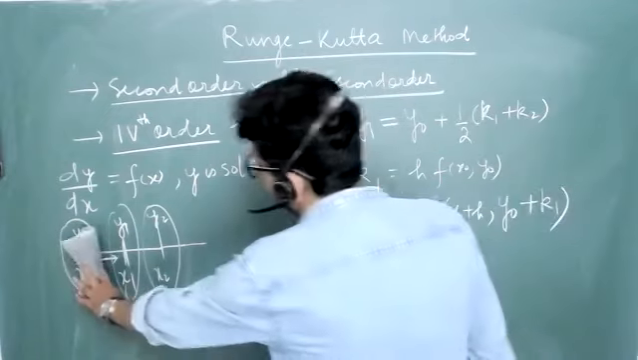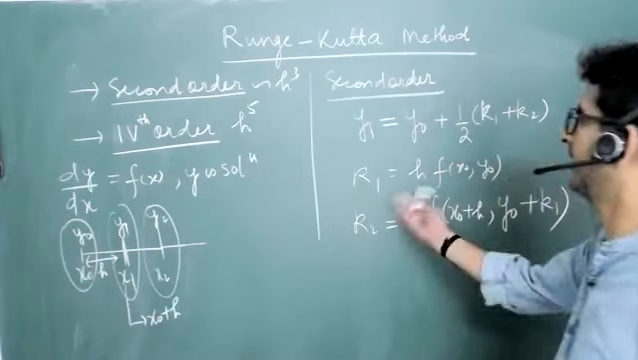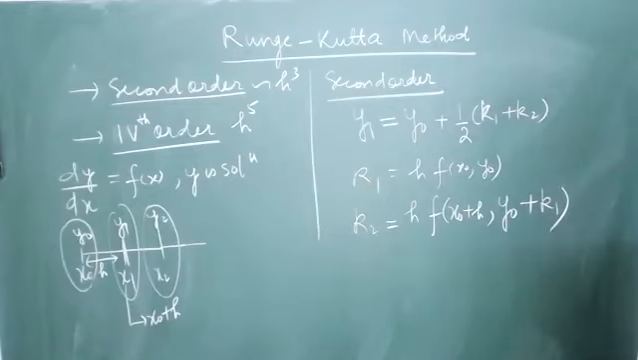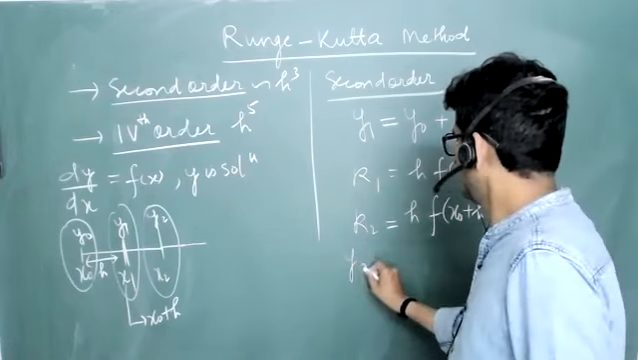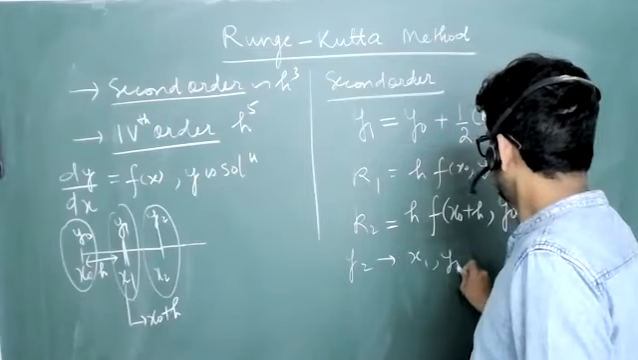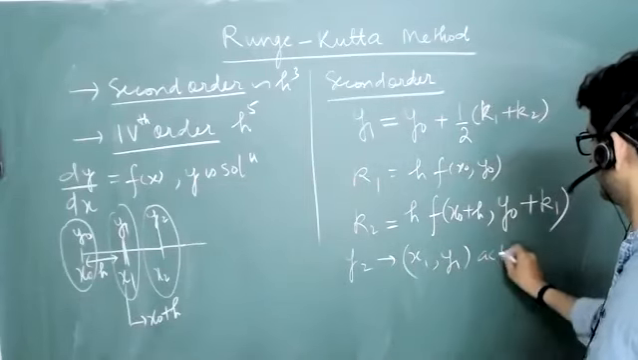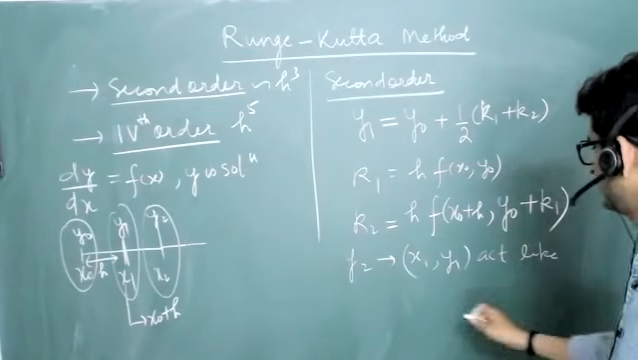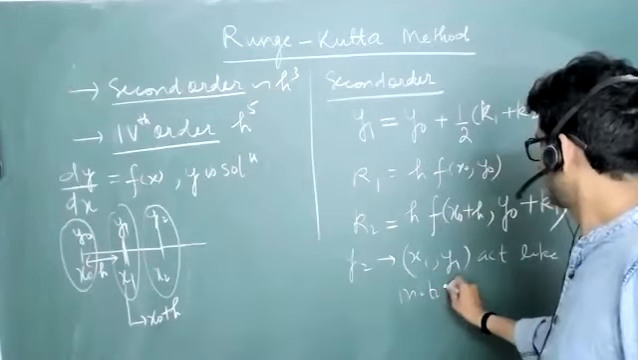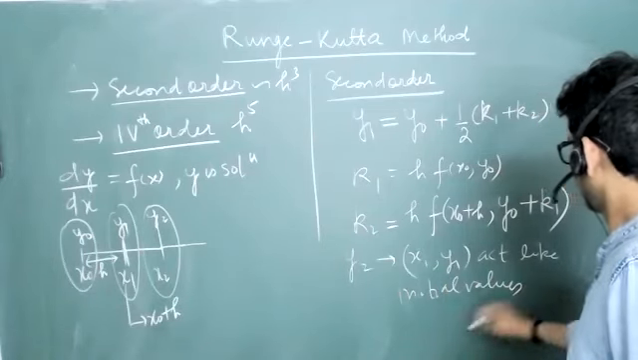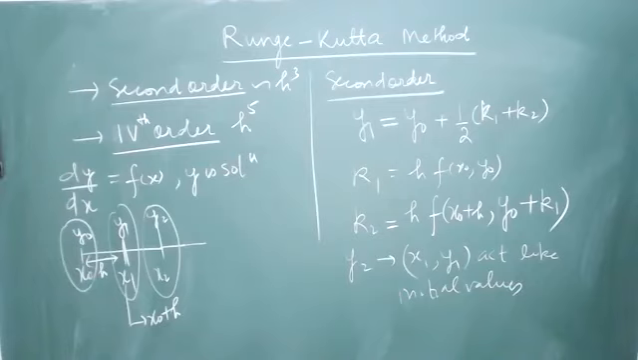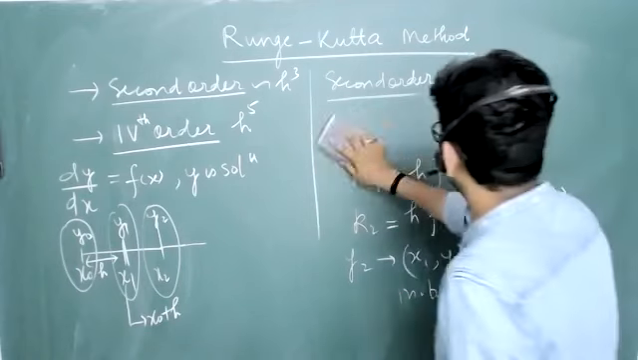Suppose this was not there. This was there. So this is the initial condition and apply the same thing. So for y2, x1 and y1 act like the initial values x0 and y0. Is that fine? Second order Runge Kutta. Now, let us go for fourth order.